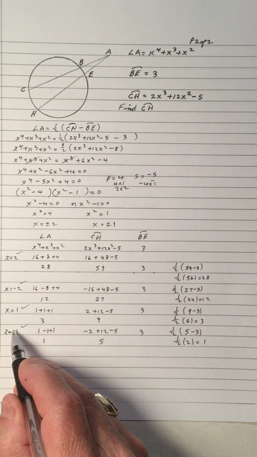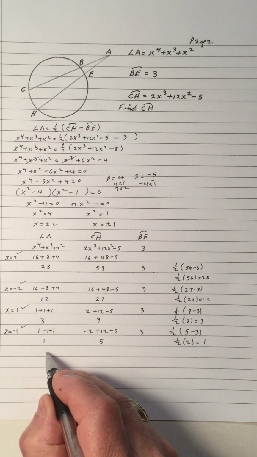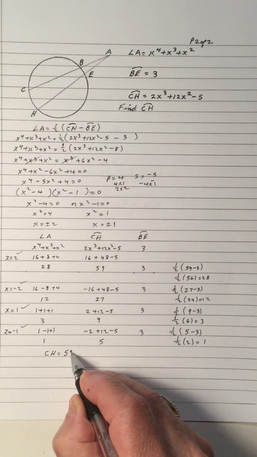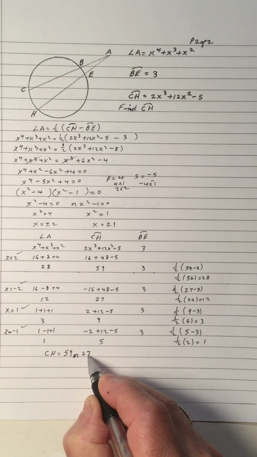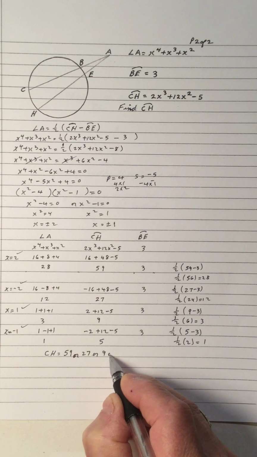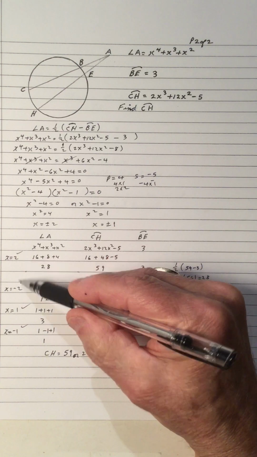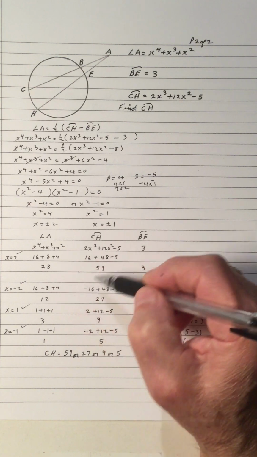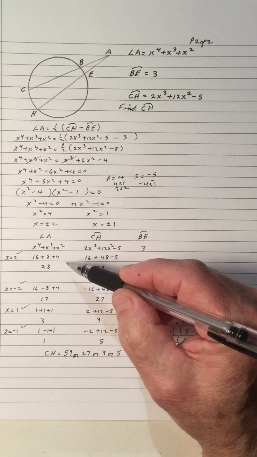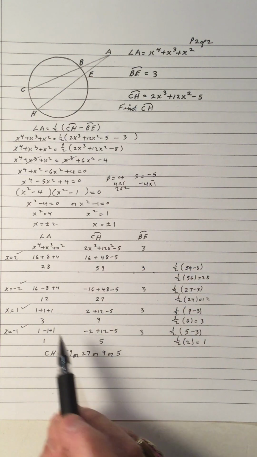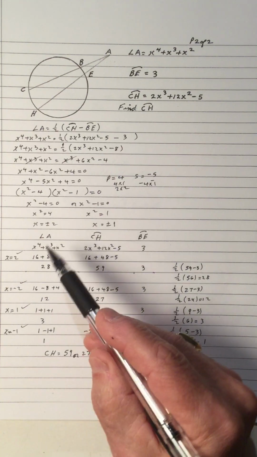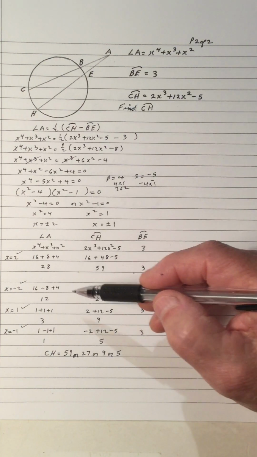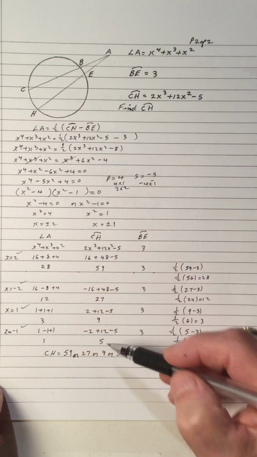So all of these values work: 2, negative 2, 1, negative 1. That means that CH has all these values. So CH could be 59 or 27 or 9 or 5. Because all of these can fit and have no negative measures on the arc, I should say angles. Therefore, we have all these different values. So you can see, you have to check each of the values of x into each of the measures of the angles in the arcs to see if there are no negatives. If there are no negatives here, all of these will work.